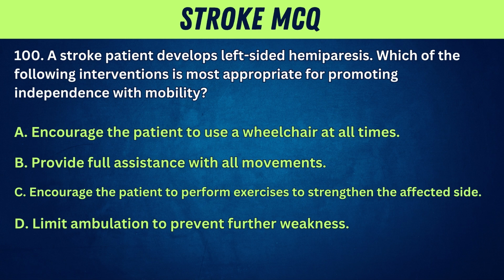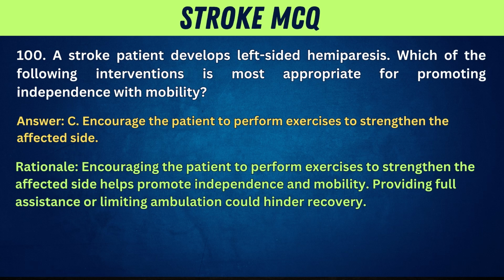A. Encourage the patient to use a wheelchair at all times. B. Provide full assistance with all movements. C. Encourage the patient to perform exercises to strengthen the affected side. D. Limit ambulation to prevent further weakness. Answer. C. Encourage the patient to perform exercises to strengthen the affected side.